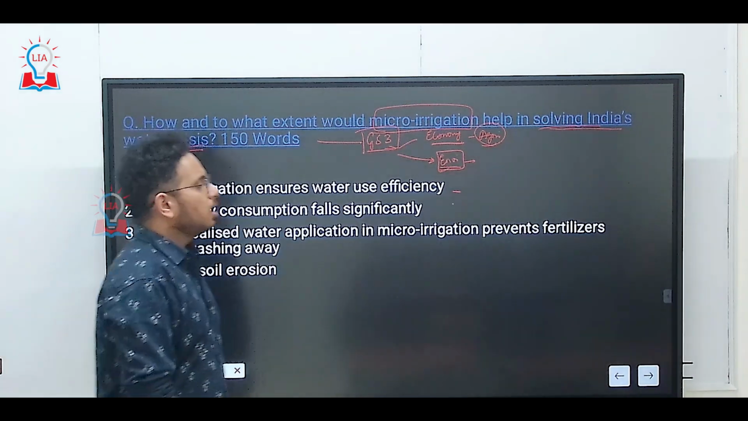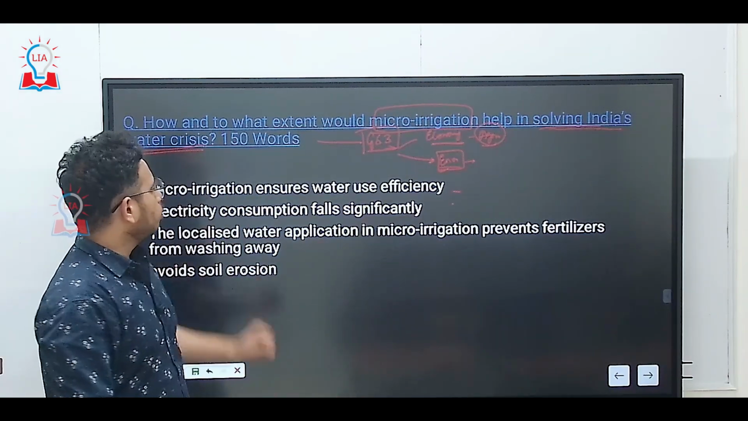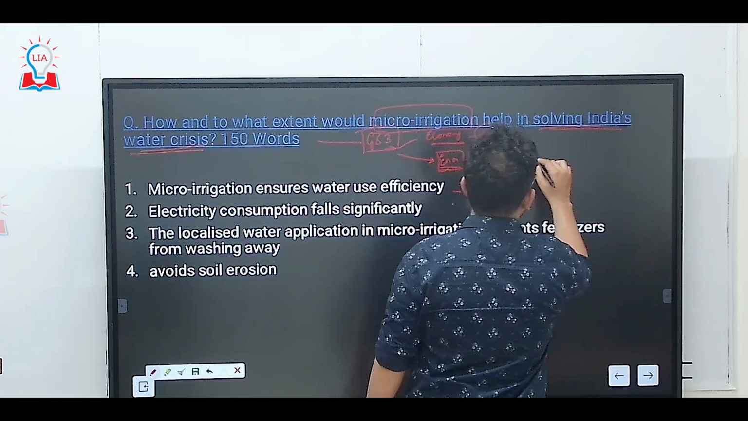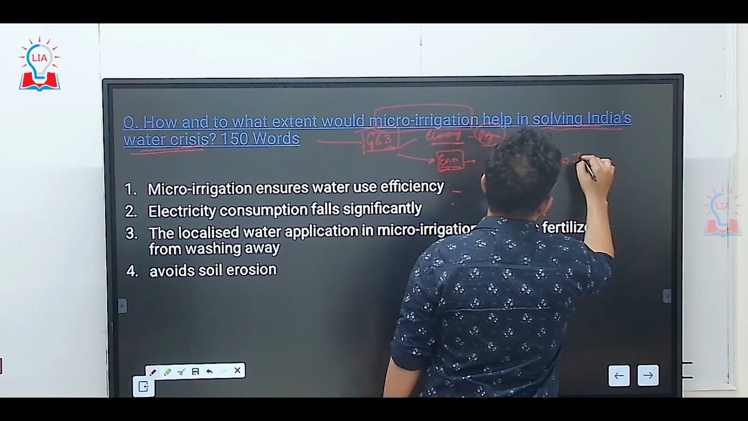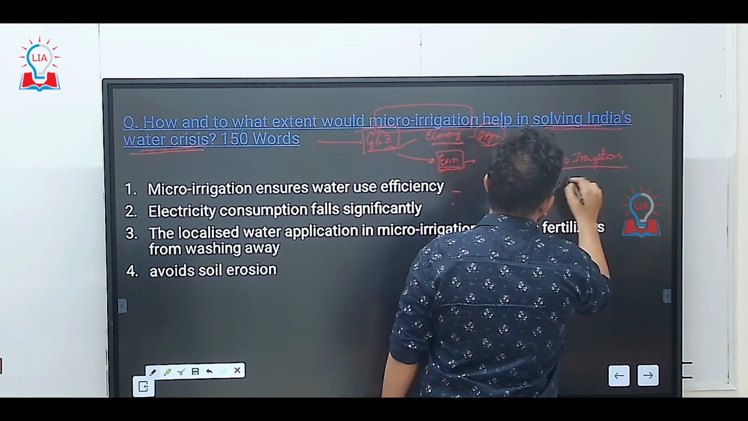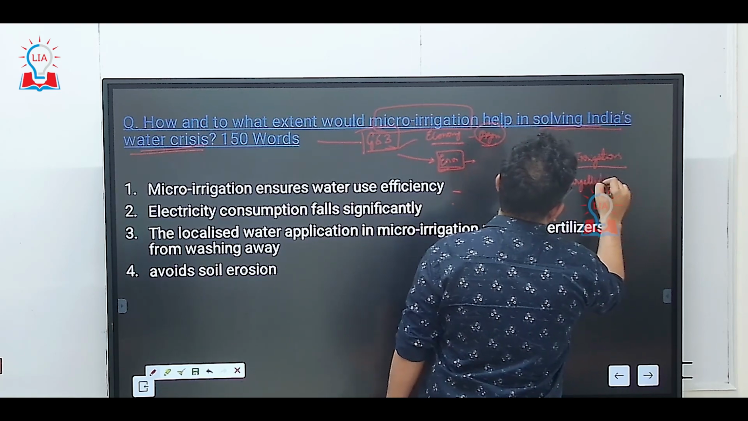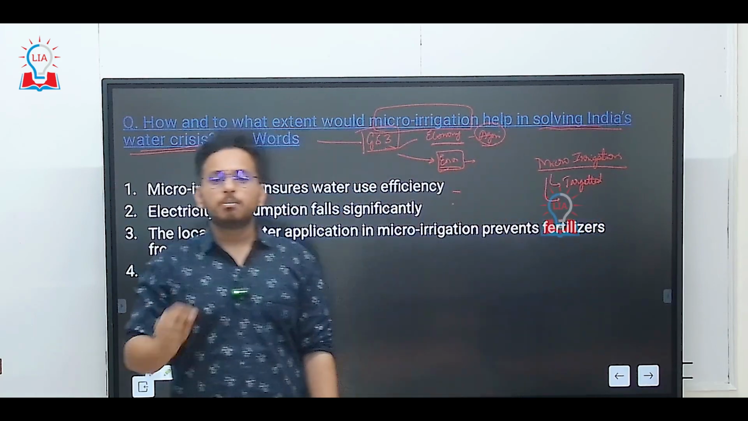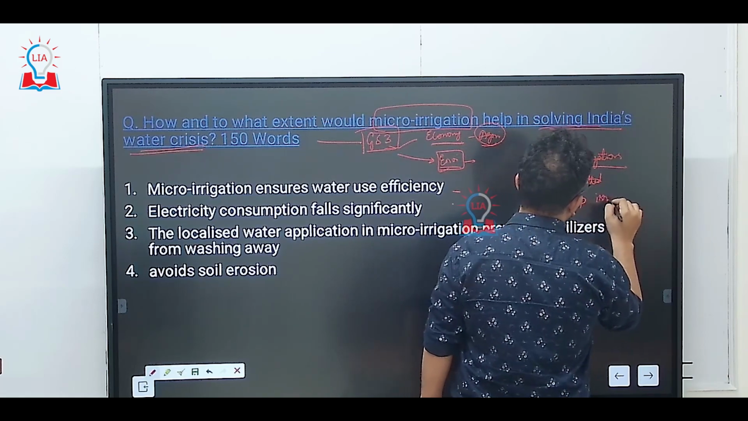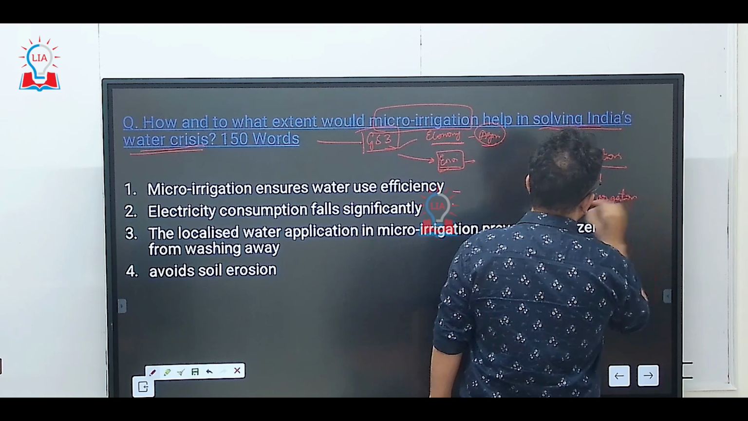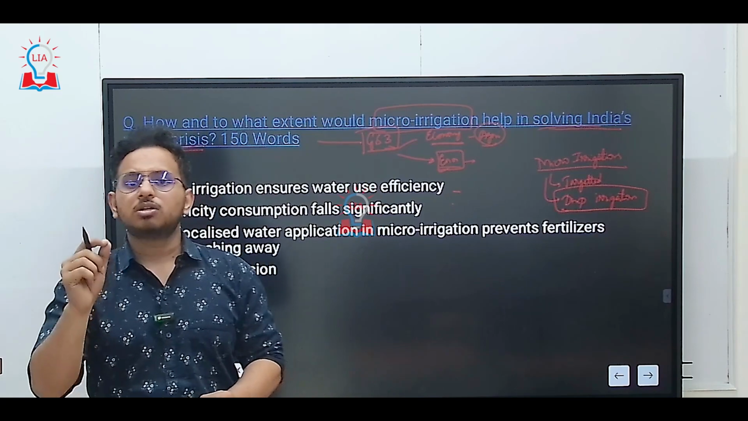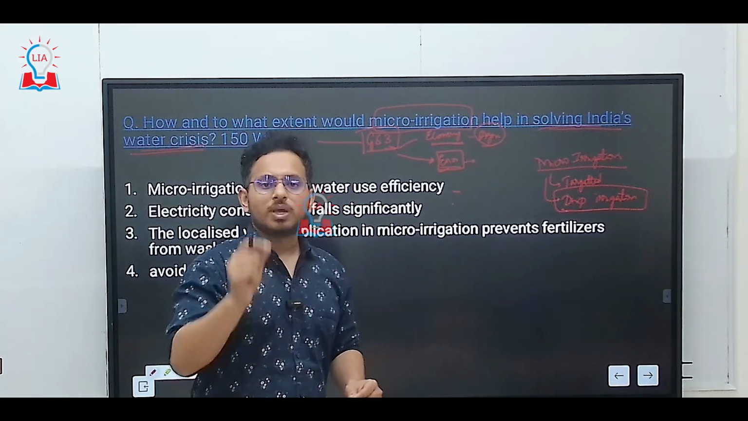Okay, that is clear. First, let's talk about the advantages of micro irrigation. Before that, let's talk about what micro irrigation is. Micro irrigation is a technique which is very much targeted and which uses very minimal water, like for example drip irrigation. If you have looked at how the drip irrigation mechanism works, the water flows drip by drip, targeted towards the stem or the roots of the plant. You will not have water wastage happening.